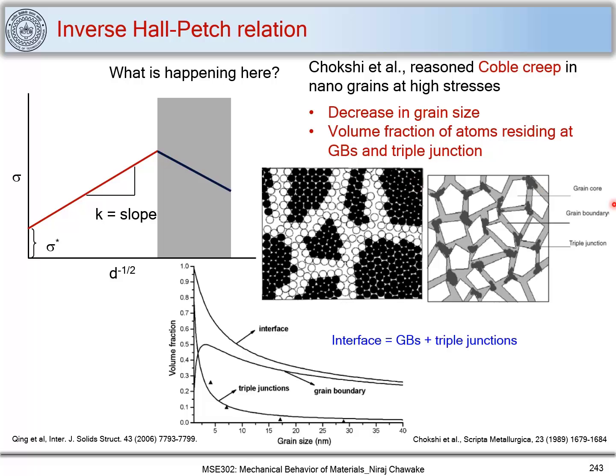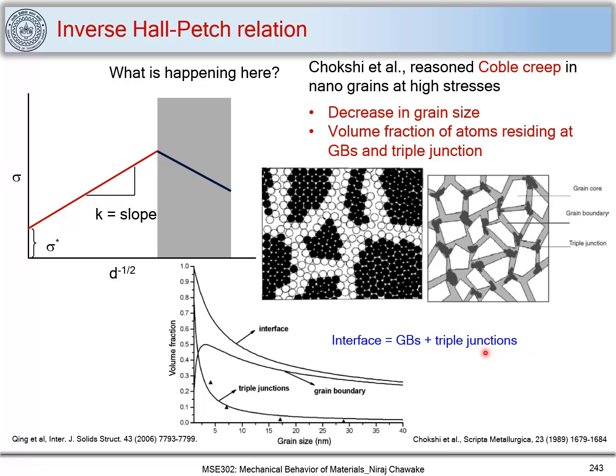So when I talk about grain boundaries here, we can see that there are grain boundaries, there are triple junctions, and there are grain cores. Here you can see that I have plotted volume fraction versus grain size. As I decrease the grain size, what happens? The triple junctions increase, or the grain boundary fraction increases. In other words, the interfaces increase, and this increase is drastic when I decrease grain sizes to certain lower values. Interfaces are nothing but grain boundaries plus triple junctions.